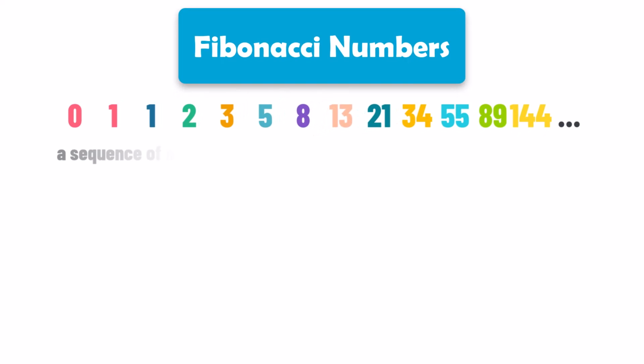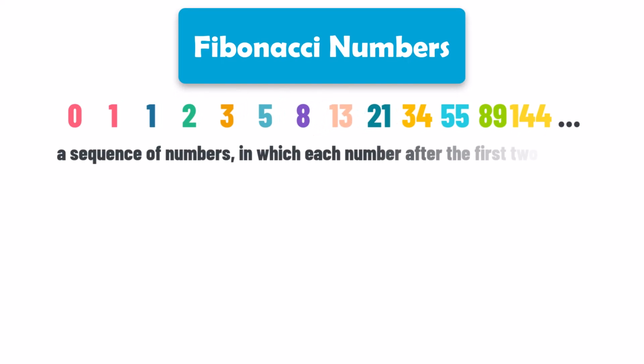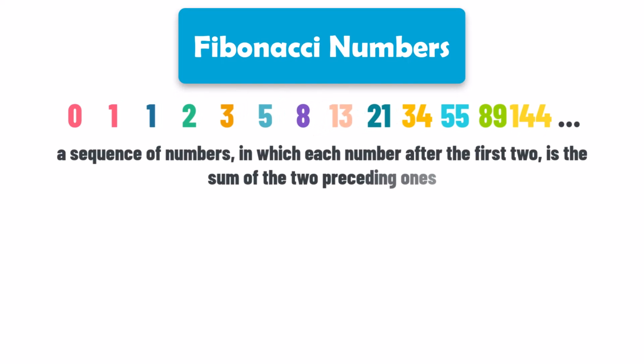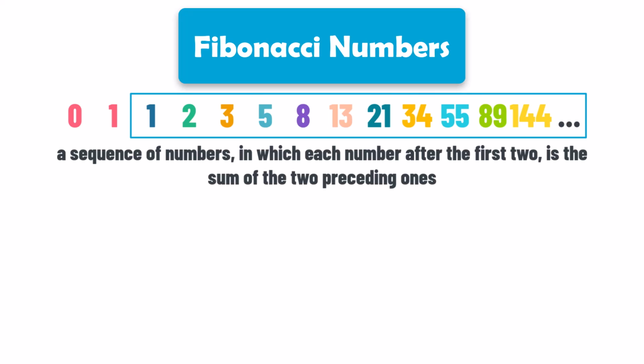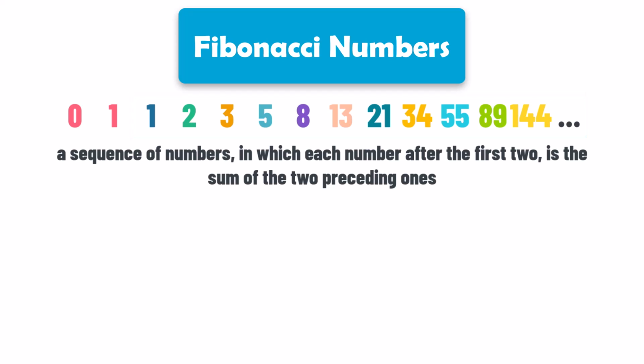Fibonacci numbers are a sequence of numbers, in which each number after the first two is the sum of the two preceding ones. The sequence starts with 0, 1, and each subsequent number is the sum of the two previous numbers. So the sequence goes 0, 1, 1, 2, 3, 5, 8, 13, 21, 34, 55, 89, 144, and so on.